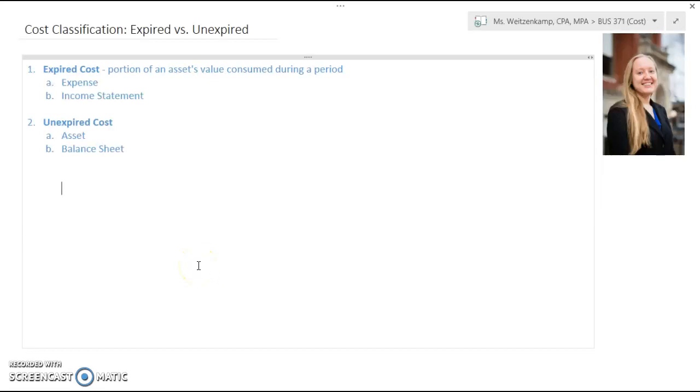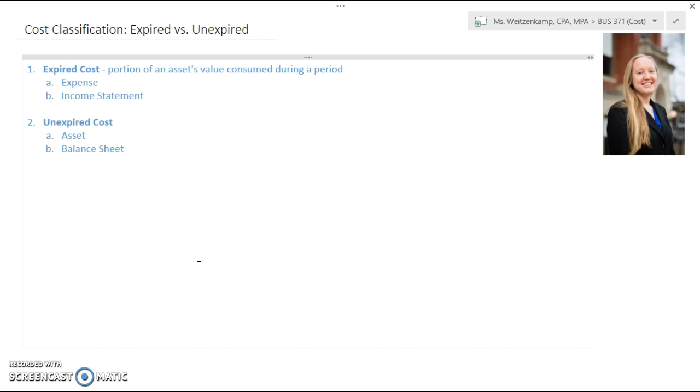Costs can be classified as expired or unexpired costs. Expired costs really refer to the portion of an asset's value consumed during a period. So we no longer have a benefit in future periods for that expired cost. It is going to show up on our income statement as an expense. So expired costs is something that we used up during the period.